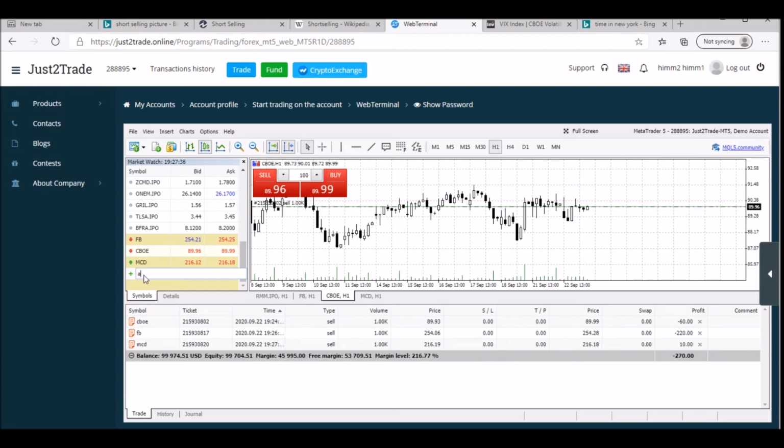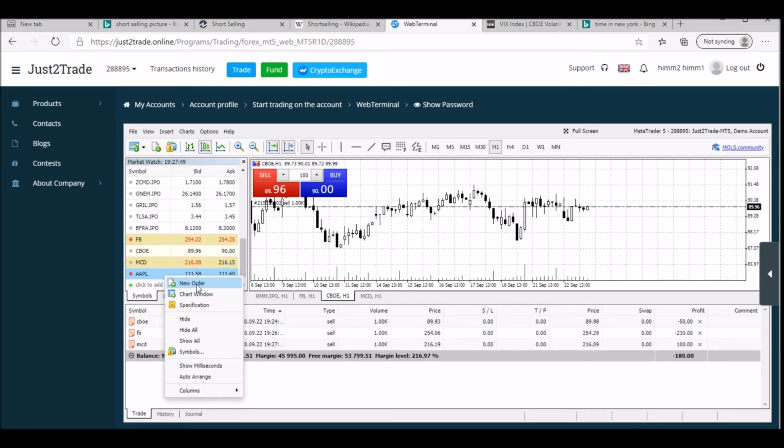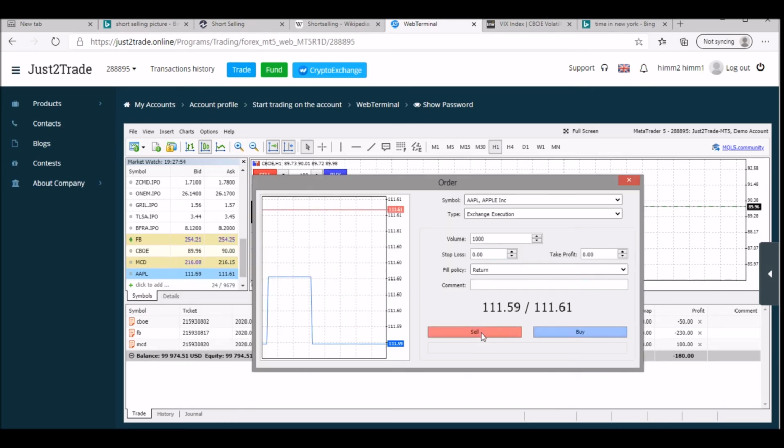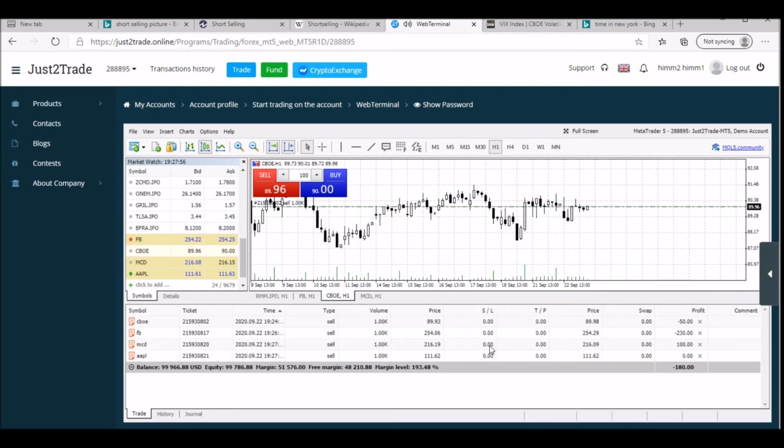all right, we can add Apple. Okay, no, AAPL. All right, so let's short Apple too as well. Don't forget we are short selling. Also 1,000. Let's see which is going to fetch us. Oh, okay, good. So you can see McDonald's Holdings is giving us $100 here as profit.